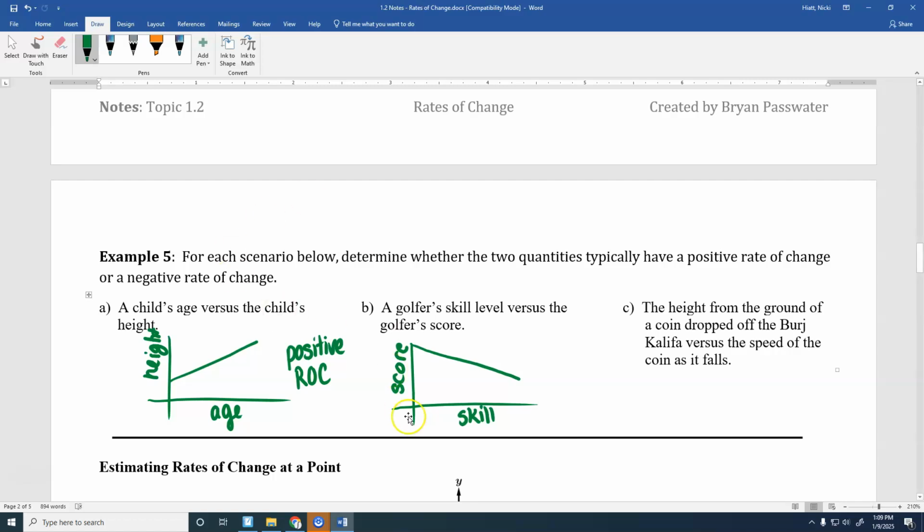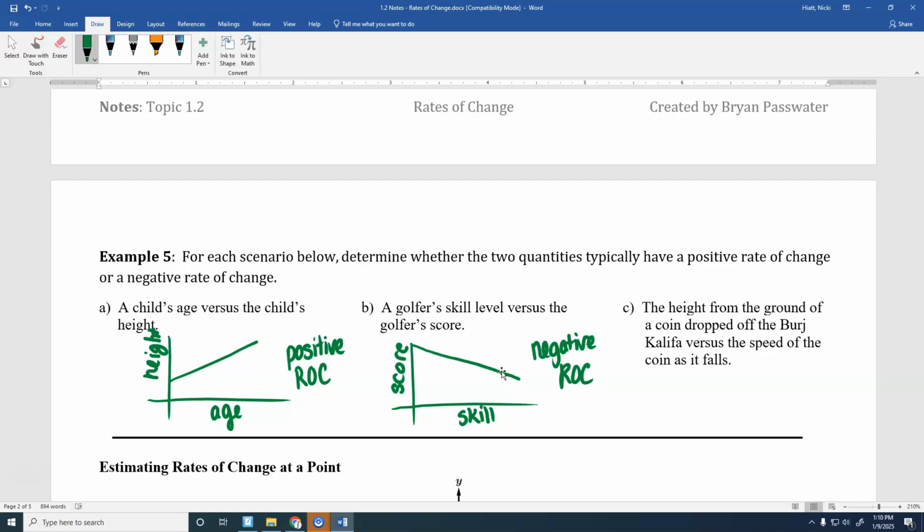So if you take somebody like myself, who would be skill level 0 right here, that score is going to be pretty high if you take me out to the golf course. But if we take Cameron golfing, his skill level is going to be over here, his score much lower. All right, so that would be a negative rate of change.